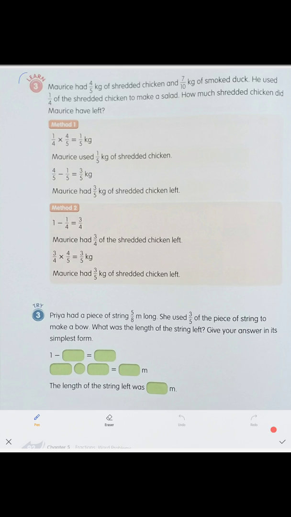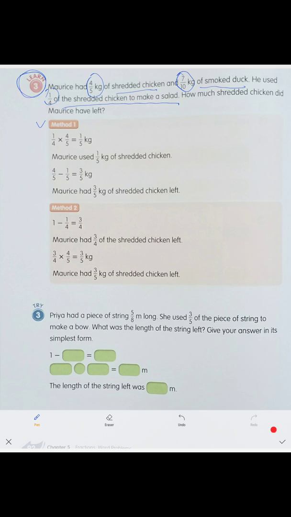Okay. Learning problem number 3. Maurice had 4/5 kilogram of shredded chicken and 7/10 kilogram of smoked duck. He used 1/4 of the shredded chicken to make a salad. How much shredded chicken did Maurice have left? Okay, so very, very straightforward, right?